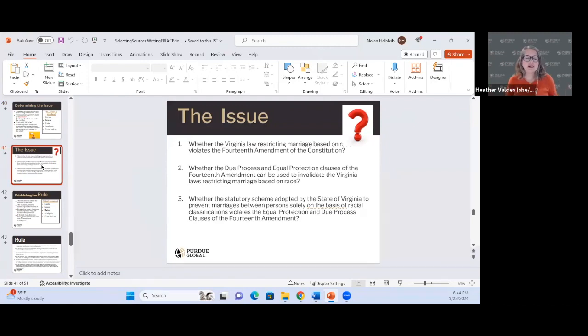All 3 of these issues are correct. There's a bit of a wider leeway here. Remember, this is an inter-office document. So you will write the issue that makes the most sense to you, that lays out that legal question asked. Go ahead, Professor Nolan.